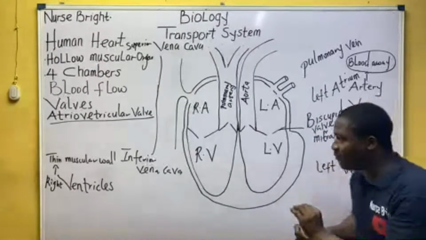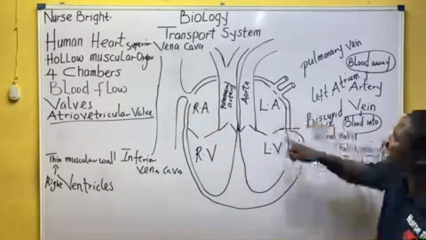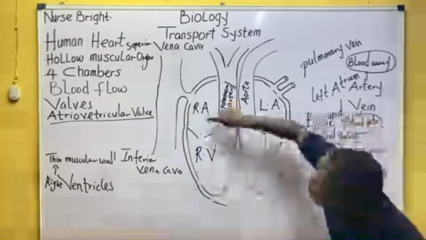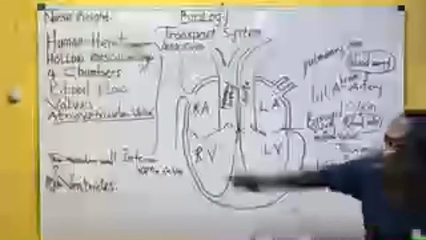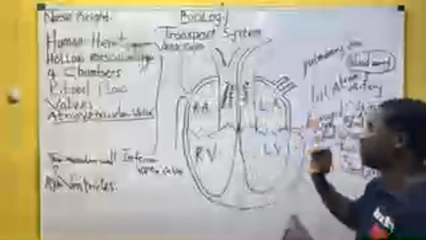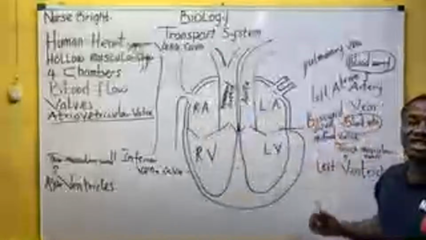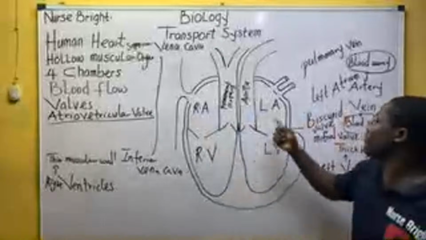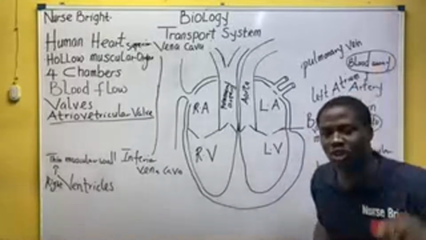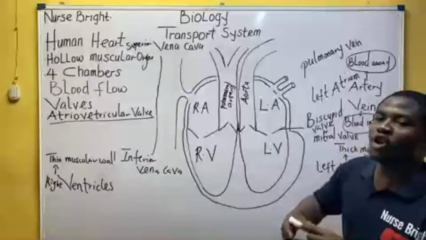It is an atrioventricular valve because it separates the atrium from the ventricle. We have two of them, the left and the right. The left atrioventricular valve is called a bicuspid valve or mitral valve. Why is it called bicuspid? Because it has two cups.